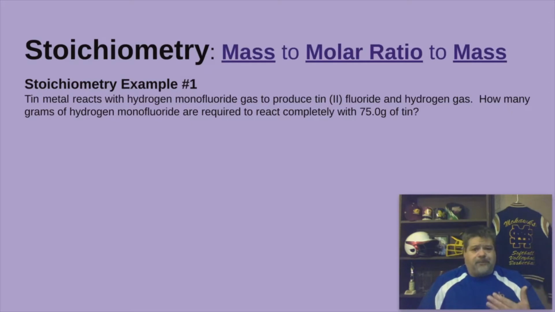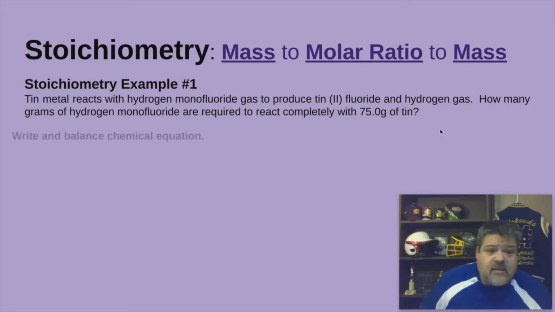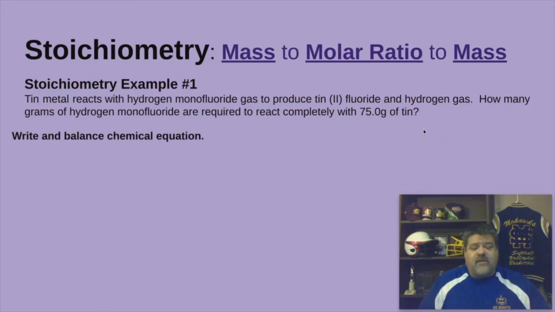So before we can answer that question, before we can get from 75 grams of tin to how many grams of hydrogen monofluoride, we have to balance the equation. So the first thing we're going to do is balance the equation. We have it in a word equation, so we can go ahead and do that.